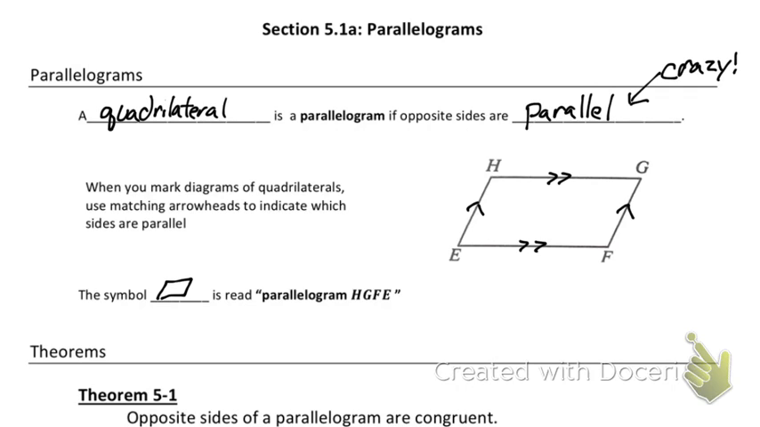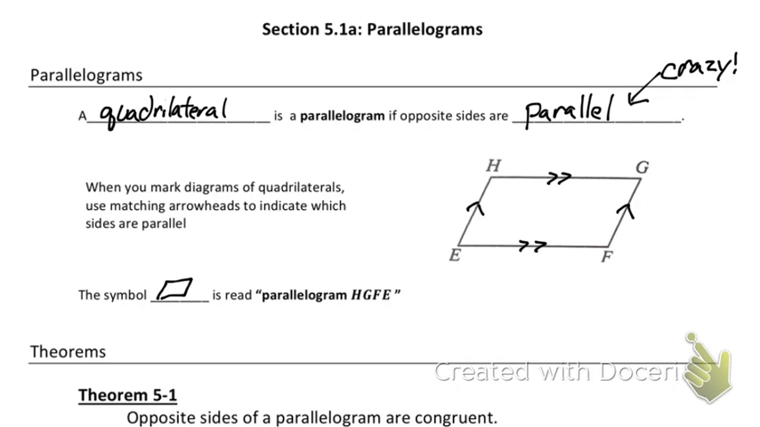It's kind of like the symbol for a triangle is a triangle. We draw a triangle. I know, I'm blowing minds. The symbol for parallelogram is a parallelogram. It's like a triangle, it's the same thing. I know, but that just sounds confusing.